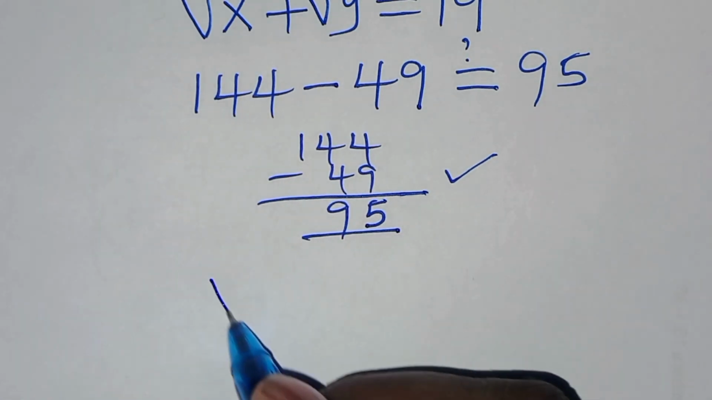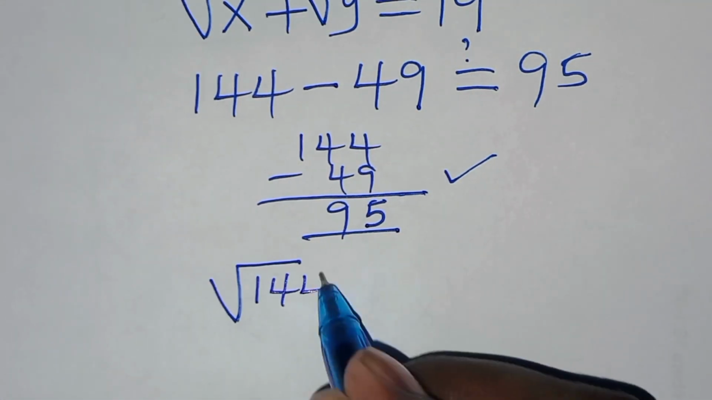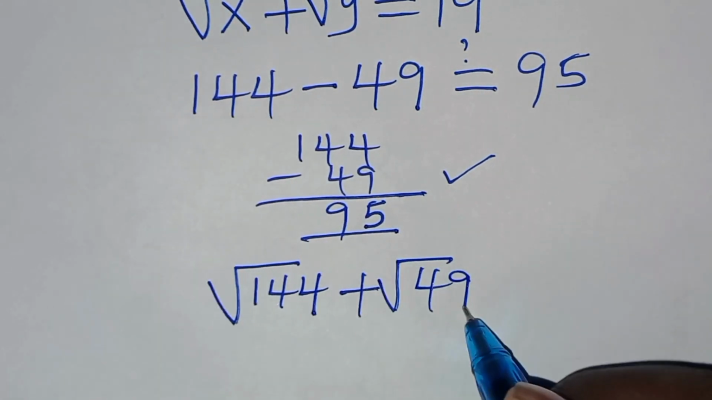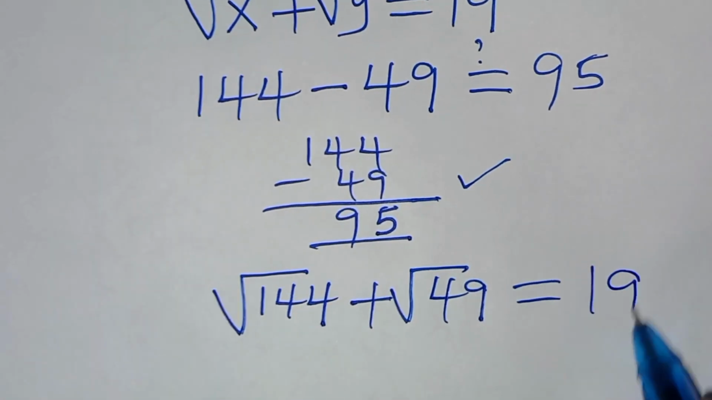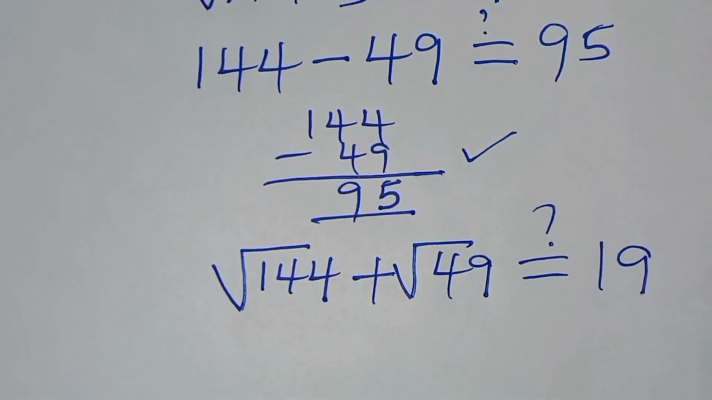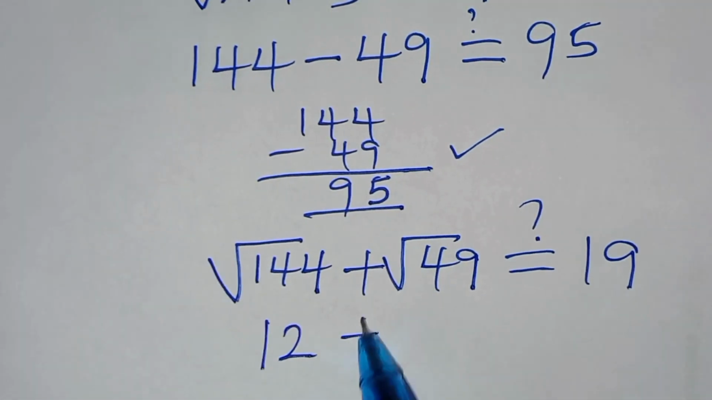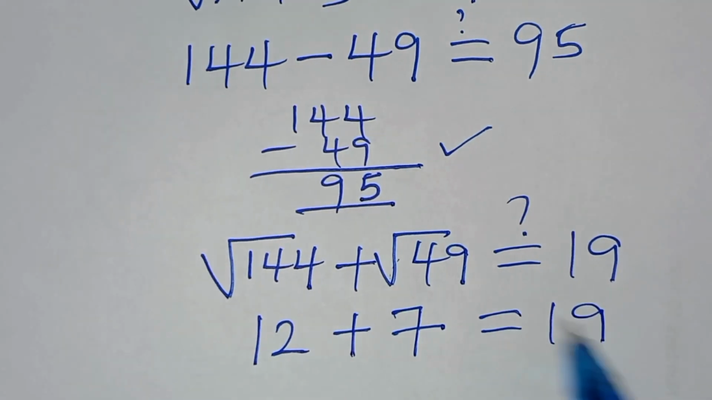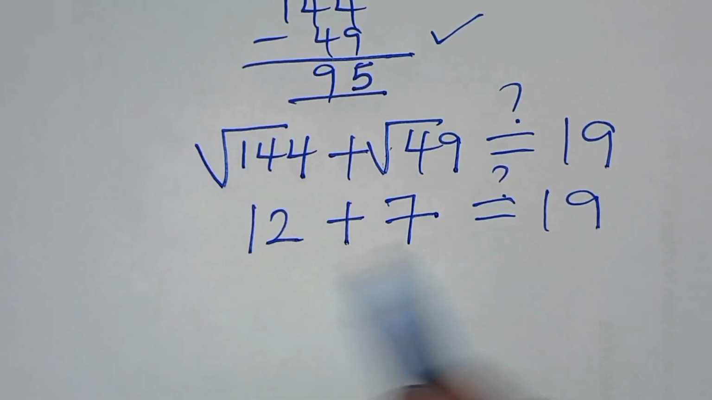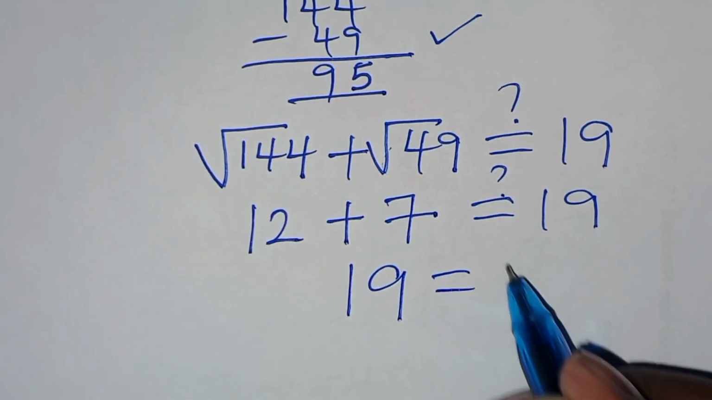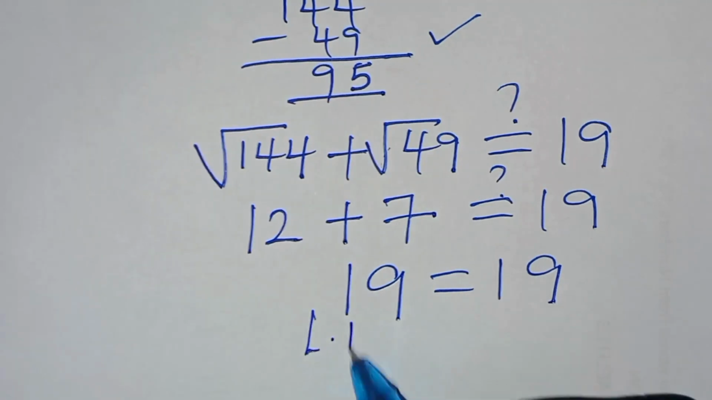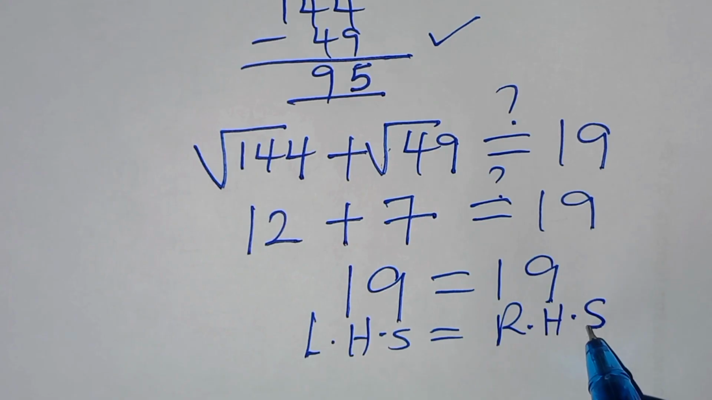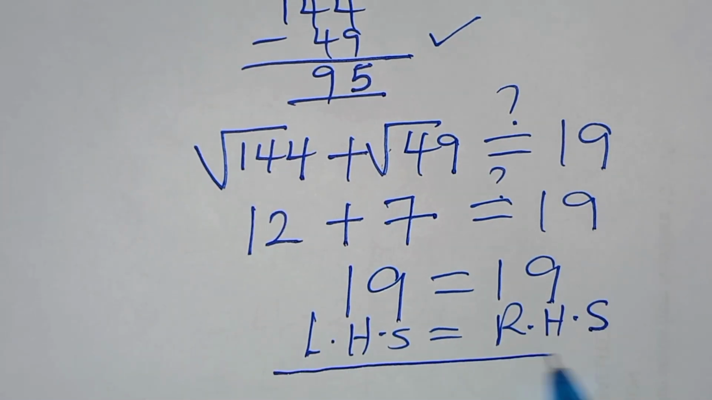The second equation is square root of x, which is square root of 144, plus square root of y, which is square root of 49. This is supposed to give us 19. Square root of 144 is 12, plus square root of 49, which is 7. 12 plus 7 is 19, which is equal to 19. So the left hand side is equal to the right hand side. And this proves that x and y satisfy the equation.